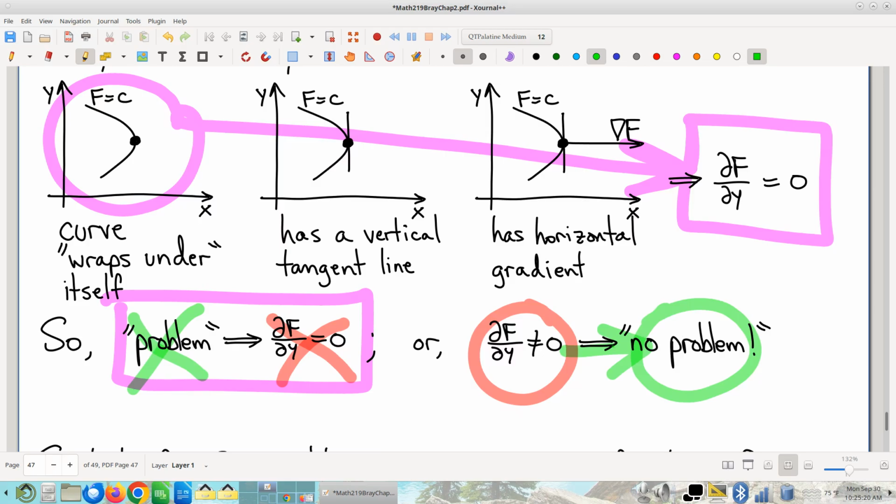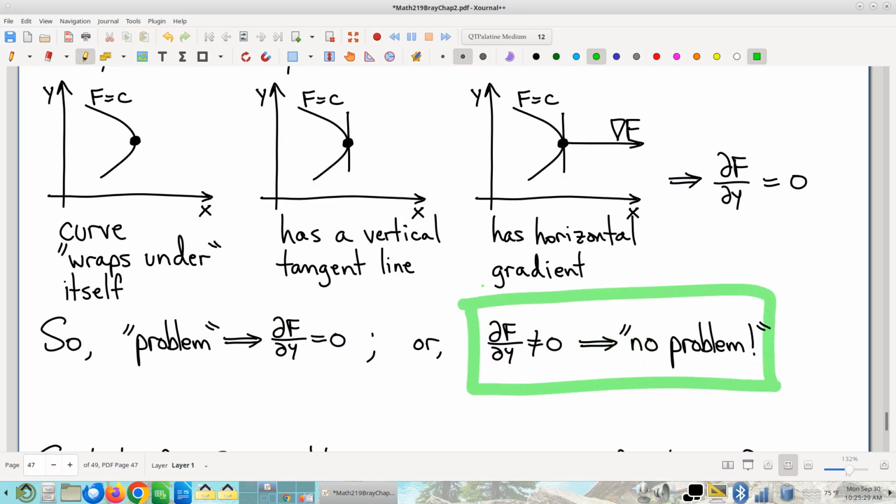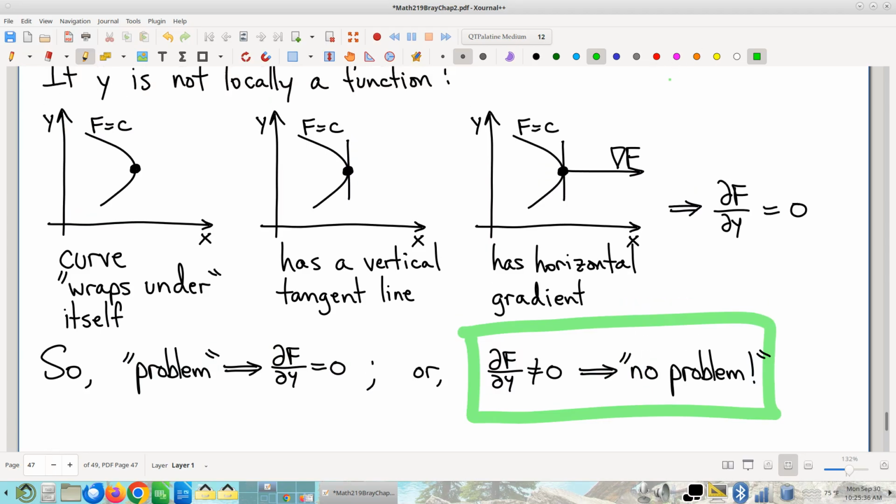Okay, so this is our first example, sort of, appearance of the implicit function theorem. And I'm going to summarize it by saying whichever variable you want to view as being a function.